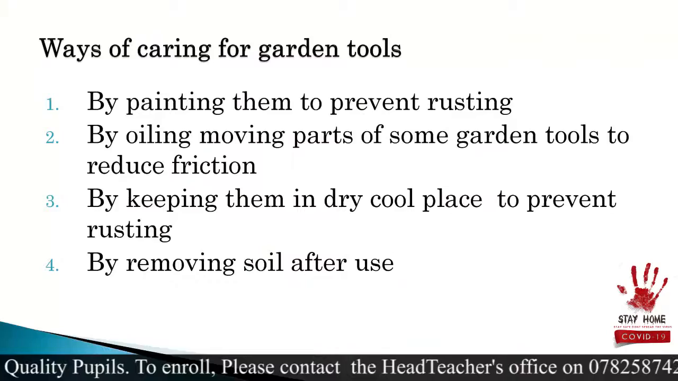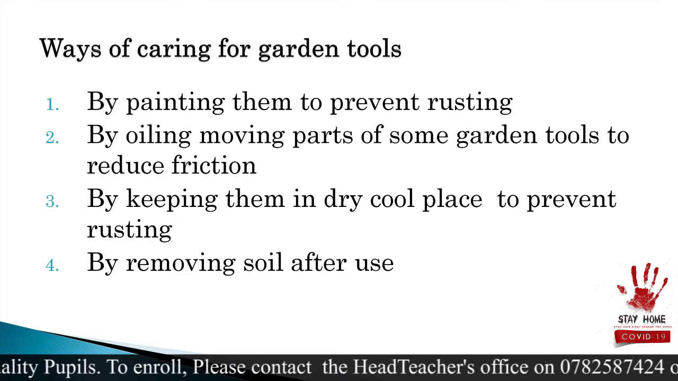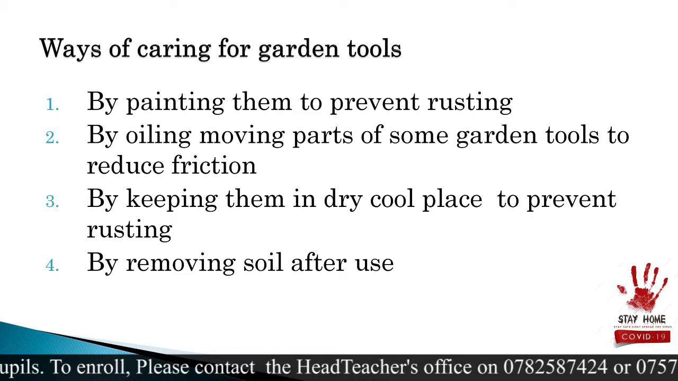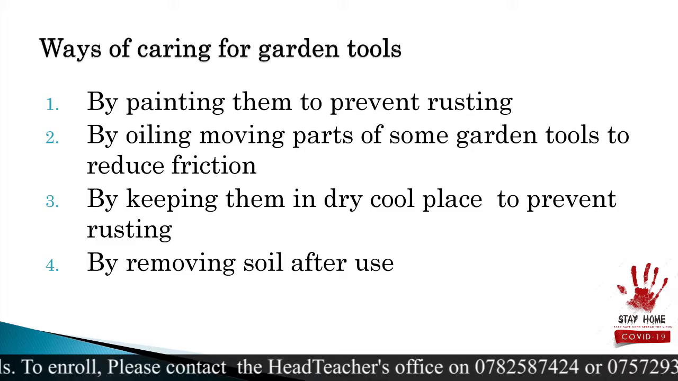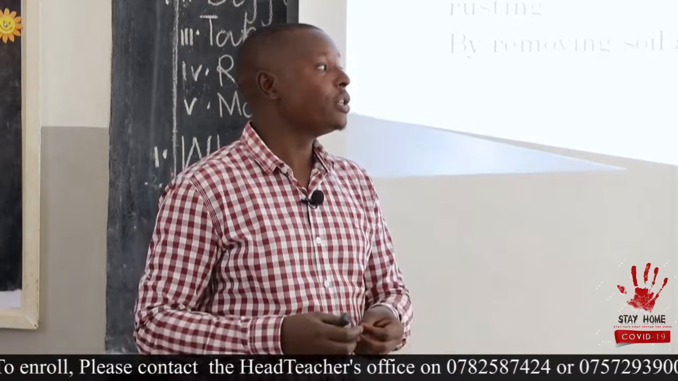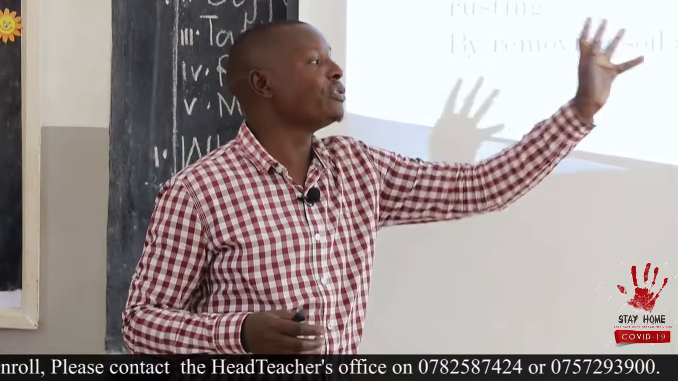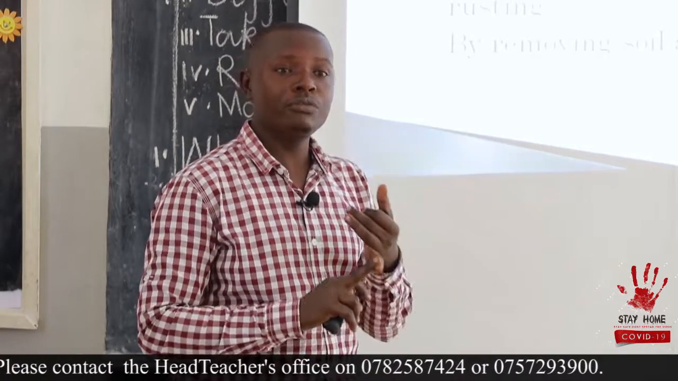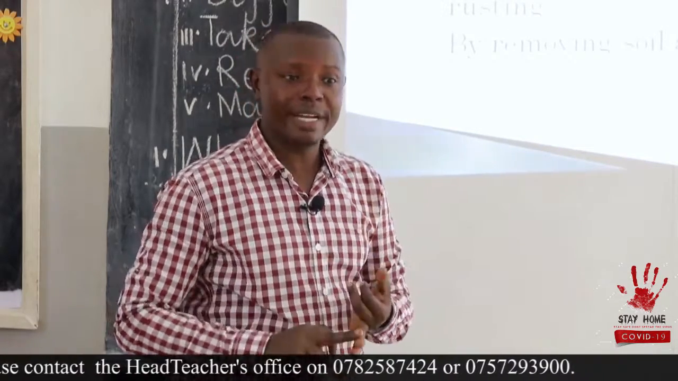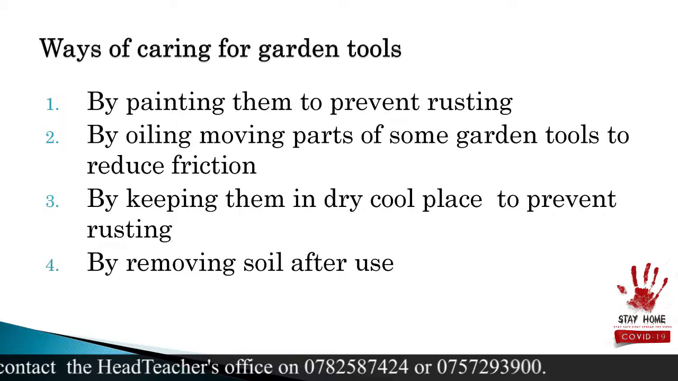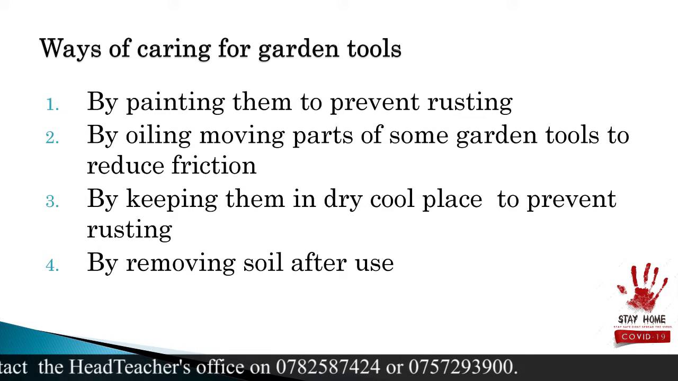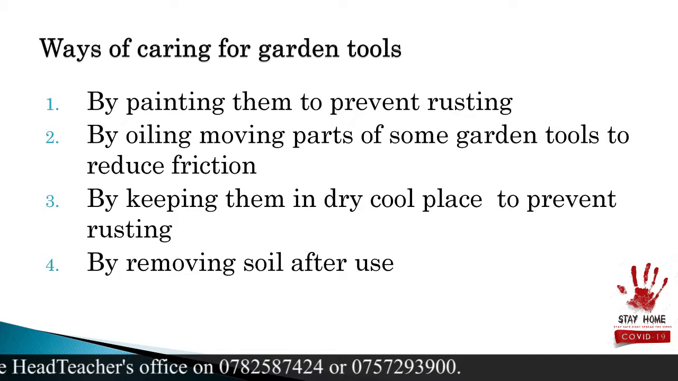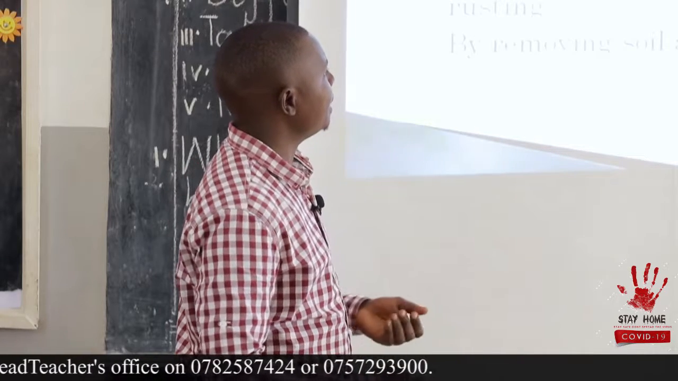The other one is by keeping them in a dry, cool place to prevent them from rusting. Don't use the garden tool, then come back with it and throw it there. It will rust. And when it rusts, it becomes weak and it will easily break. Then another one is by removing soil after use, like a hoe. When you dig, remove the what? The soil after digging.